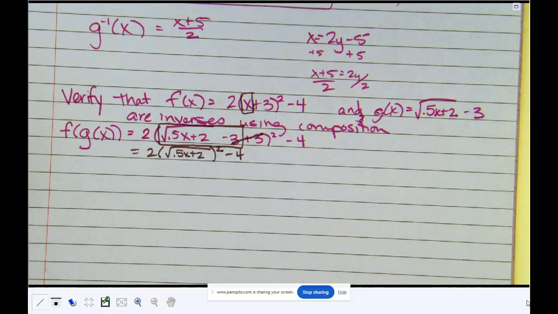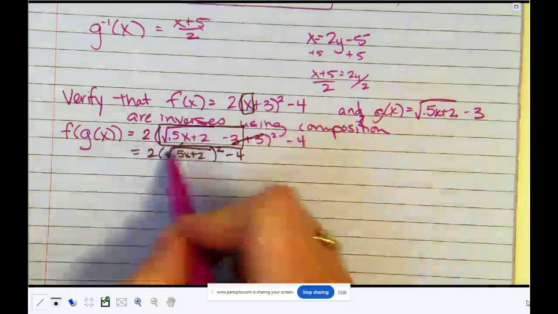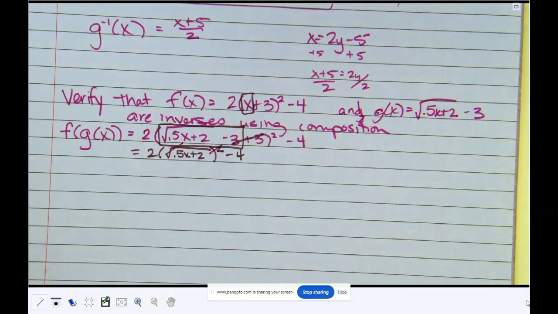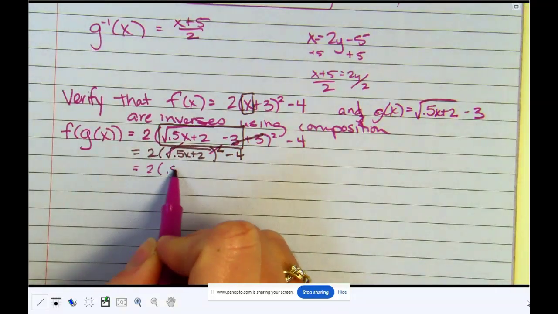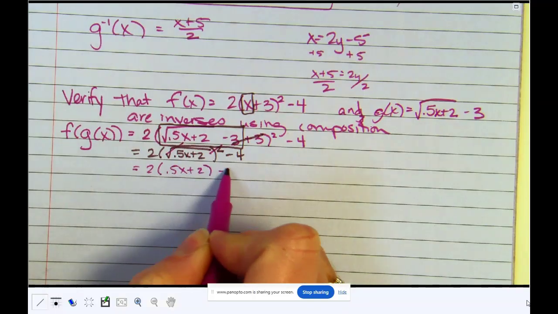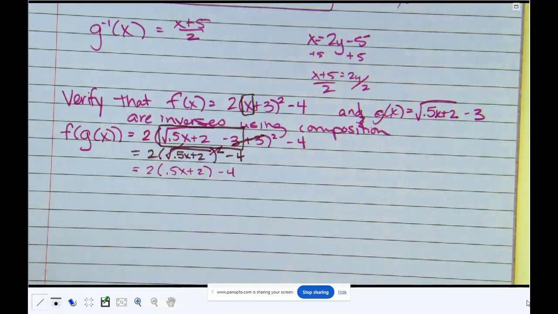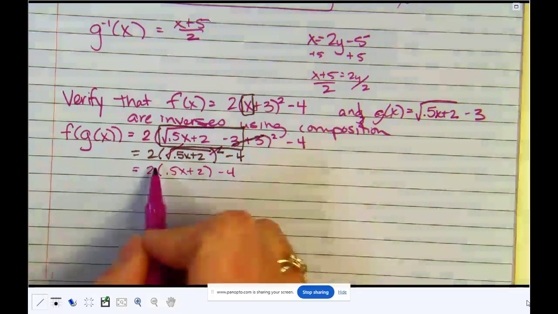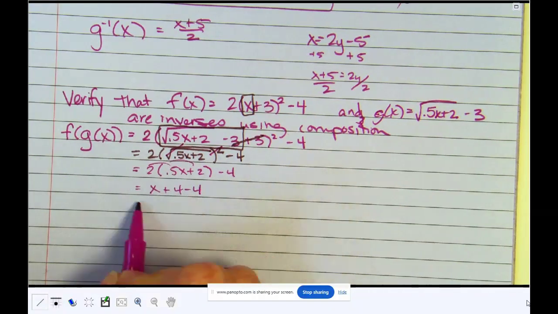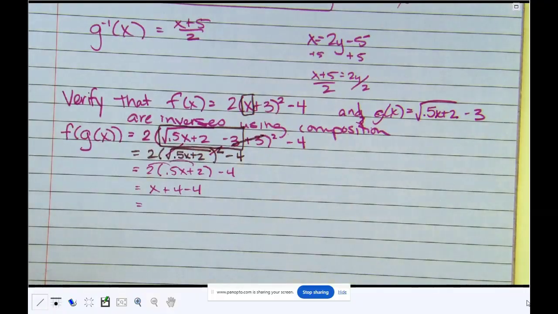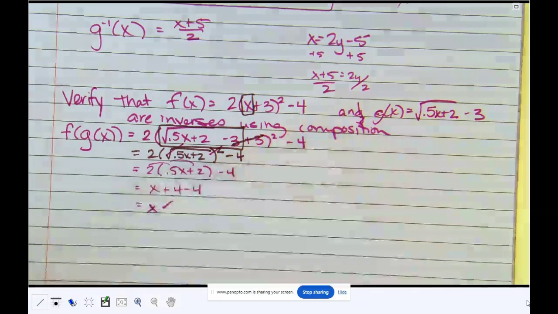Can't distribute into a power, so it's got to be the cancel because you can't go into the square root. So then this is 2.5x plus 2 minus 4. Now distribute, and you have x plus 4 minus 4, which is what? X. And that's what you want to happen, is that f of g of x has to be x.